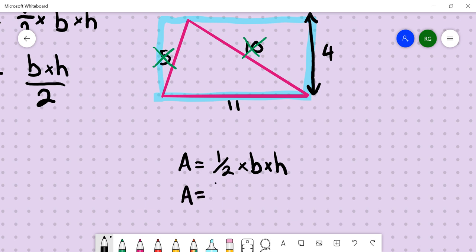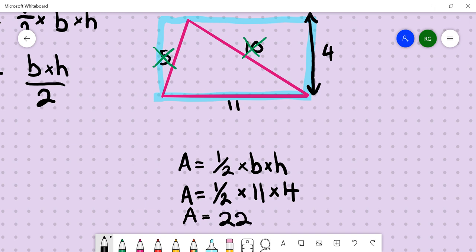Area equals 1/2. This is all using the formula for the area of a triangle, multiplied by the base, which is 11, multiplied by the height, which is 4. Often questions will try and trick you, and they'll give you that dimension of 5 that we ruled out, and they'll try and get you to use that value. The area is therefore 1/2 times 11 is 5.5 times 4, which equals 22.